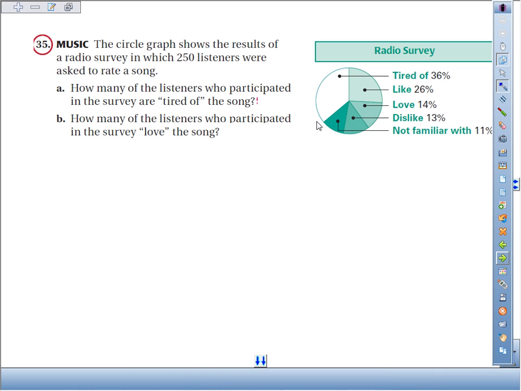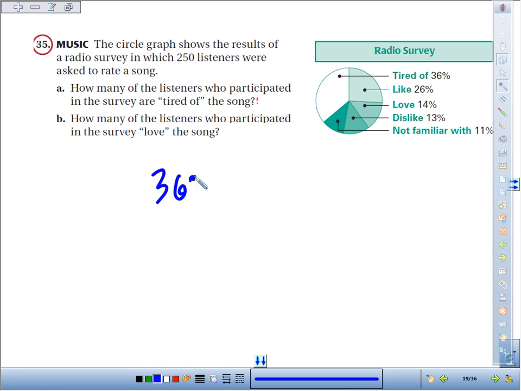And then the application problem. The circle graph shows the results of a radio survey in which 250 listeners were asked to rate a song. Part A, how many of the listeners are tired of the song? Well, 36% of the 250 listeners, so 36% say they are tired of the song.